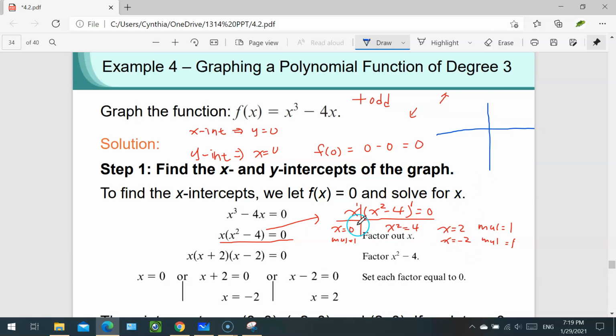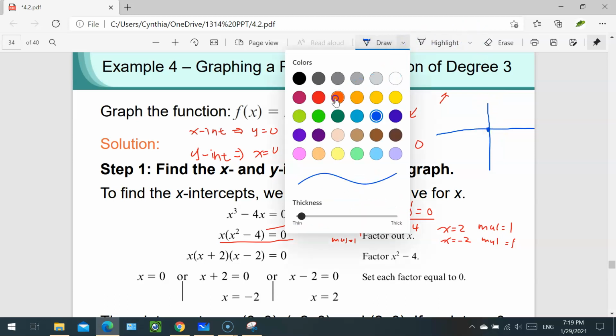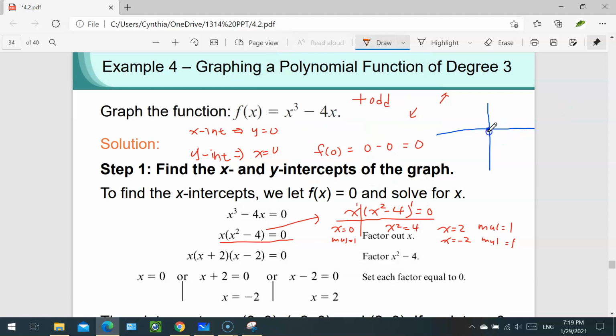So the x-intercepts: we have 0, 0. This is one point. Let me use another color. So this is one point on the x-intercept. The other two x-intercepts are 2, 0 and negative 2, 0, right? This is 2, 0, negative 2, 0, and this point has 0, 0 on the x-intercept. So we have 2, 0 and negative 2, 0.